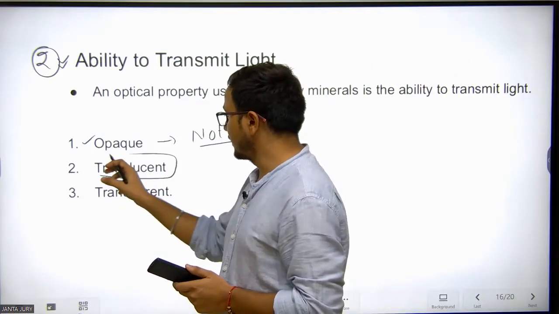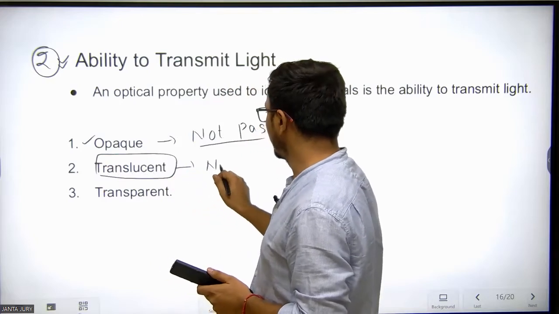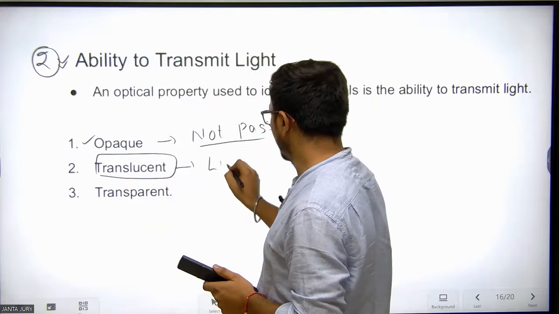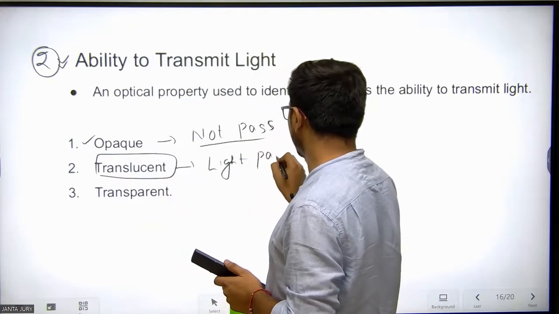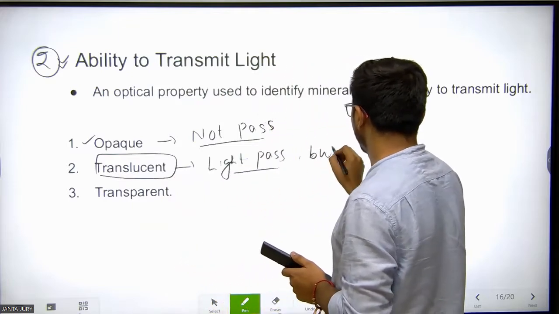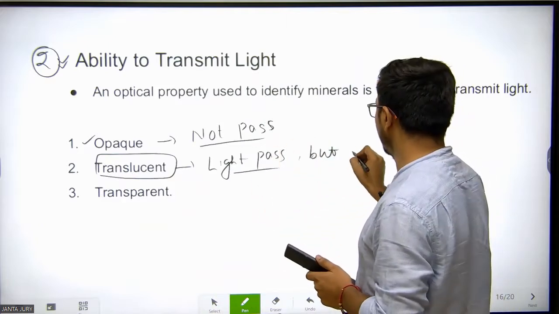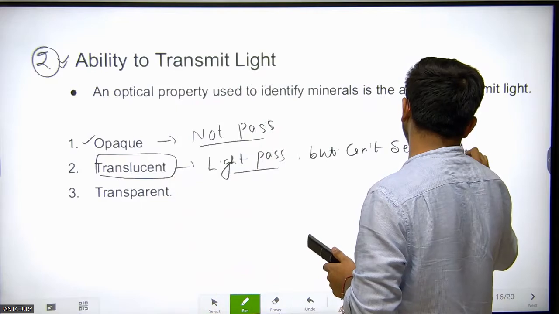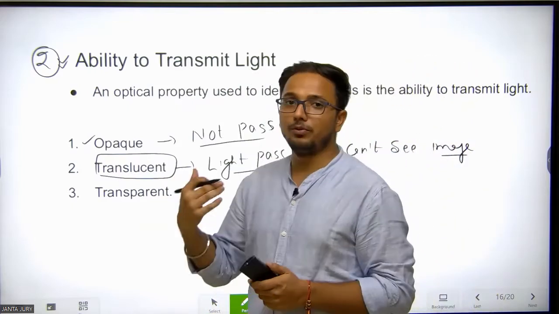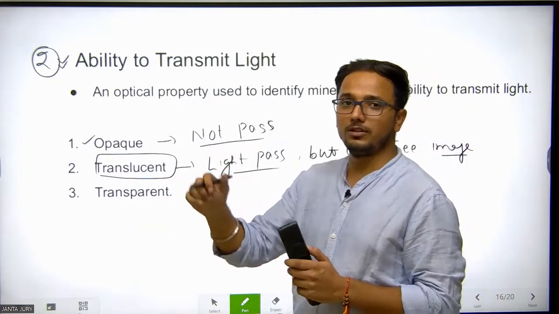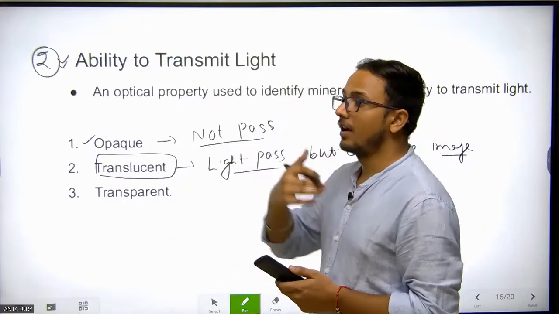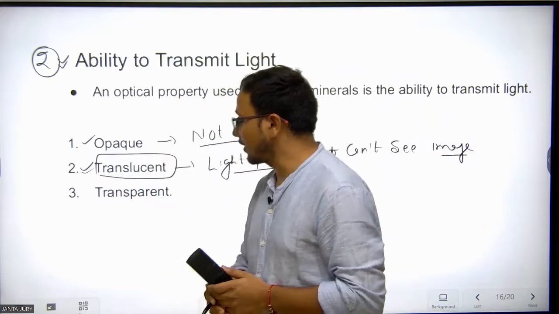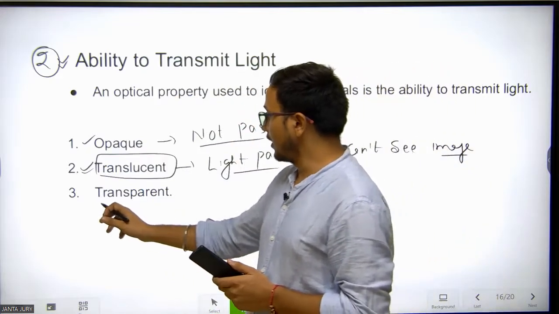When light passes, but we can't see the image, it is because of diffusion. Whenever the light strikes the mineral, the light diffuses and we can't see the other side of the mineral. So these properties are known as translucent properties.